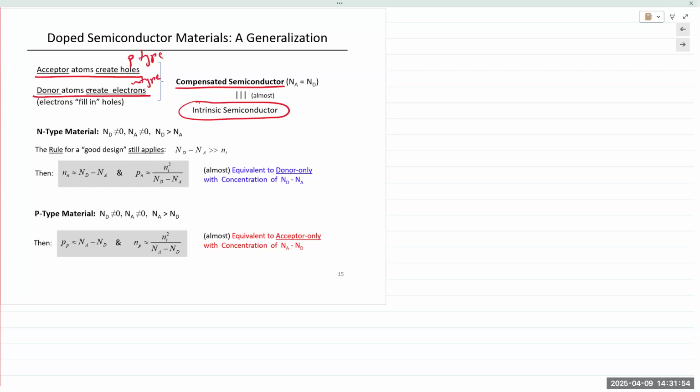So then that begs the question, why would we do something like that? Well, the answer is for control. Intrinsic semiconductors, as I stated earlier, are not very useful. The way they are created or the way they are found is not very useful in its natural state. Okay.